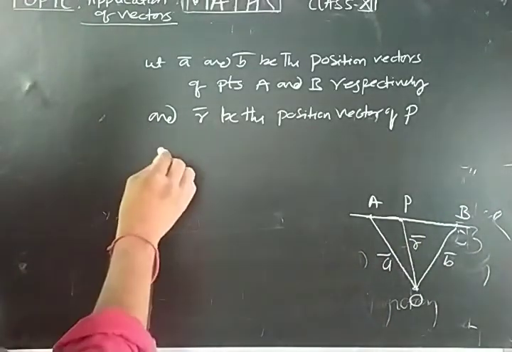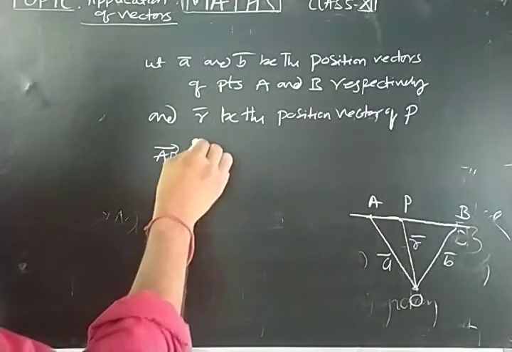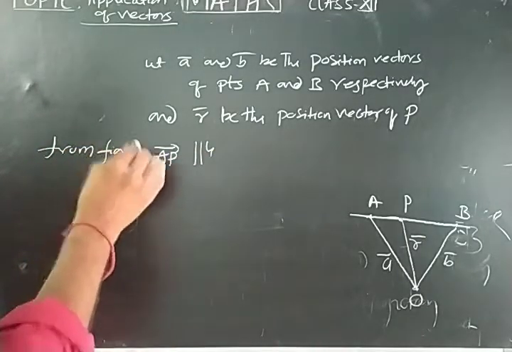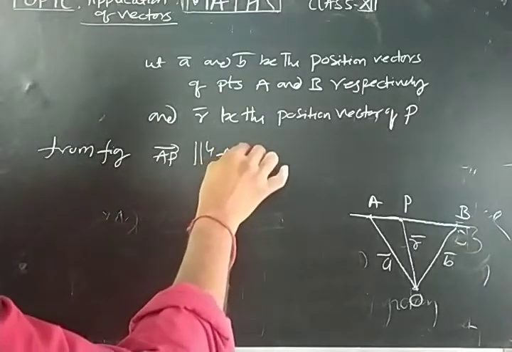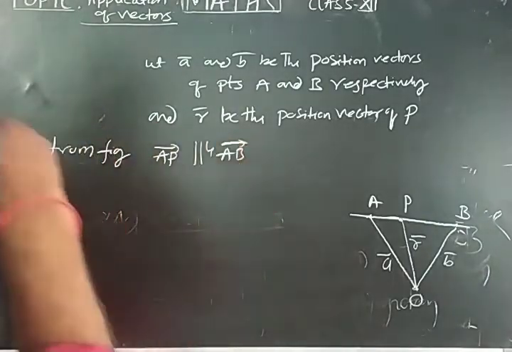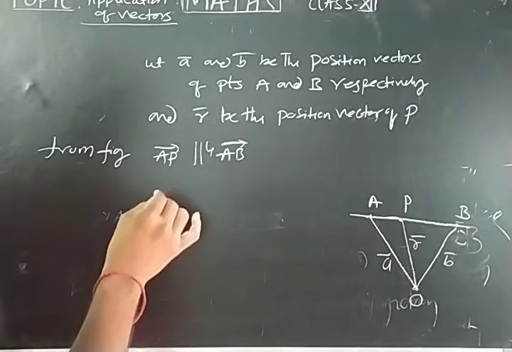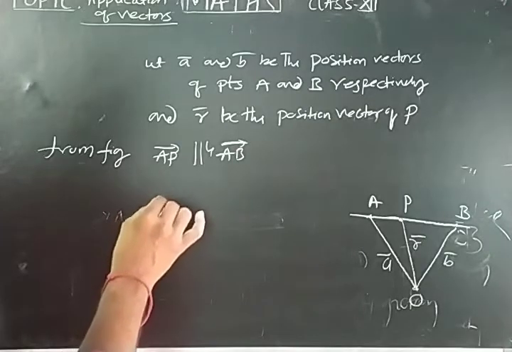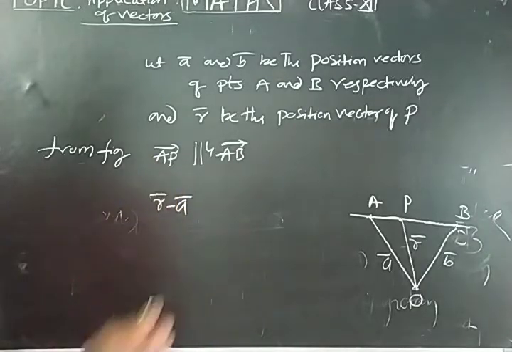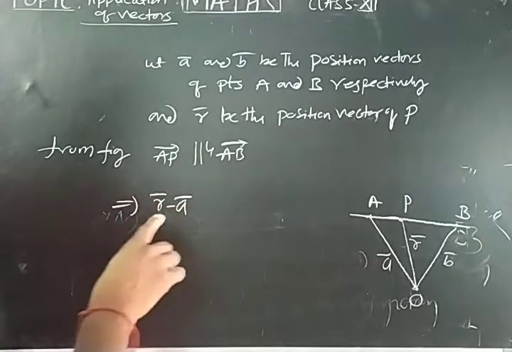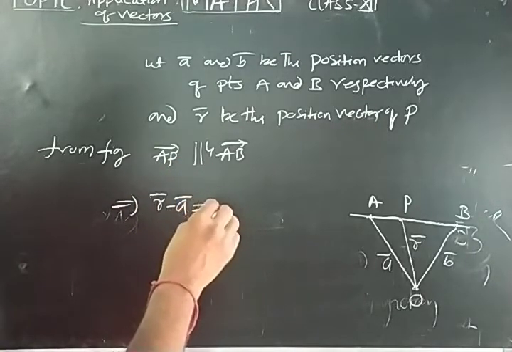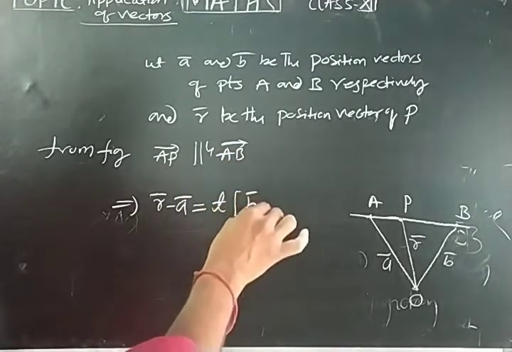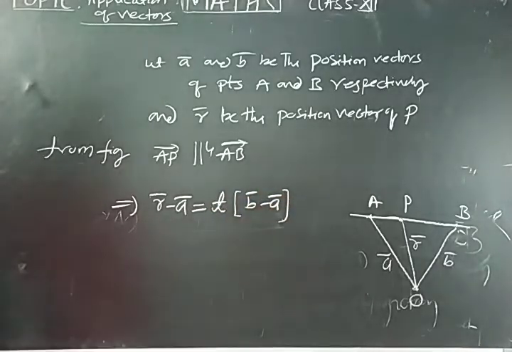See here from the figure, AP vector and AB vector are parallel. So we can write AP vector parallel to AB vector. How can we write AP vector? OP minus OA, that is R bar minus A bar. So R bar minus A bar is a scalar multiple of AB vector. AB vector means OB minus OA, that is B bar minus A bar. This is the parametric form.